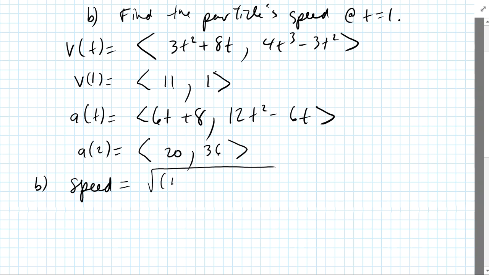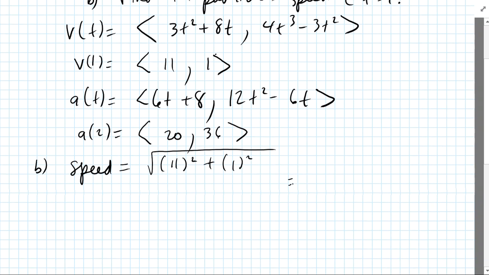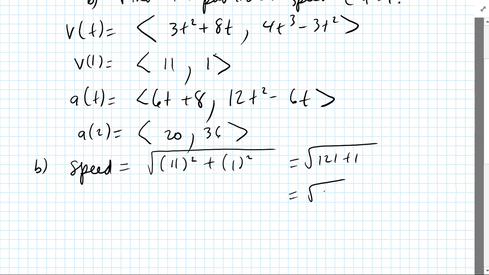Okay. So it's going to be the square root of 11 squared plus 1 squared, which is the square root of 121 plus 1, just the square root of 122. And we're not going to worry about it. That wasn't bad. That was pretty easy, right? Very straightforward. The questions they ask you.